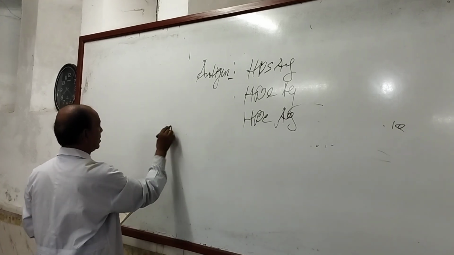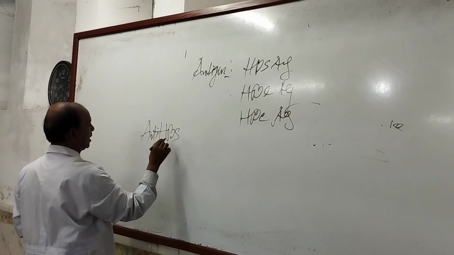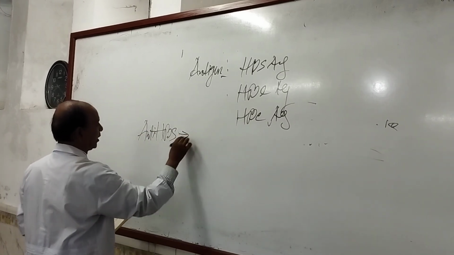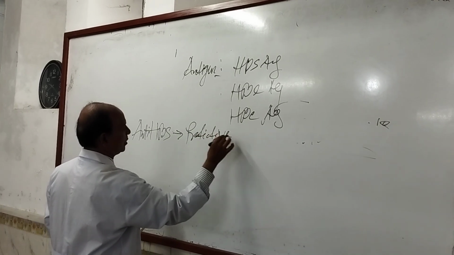Hepatitis B surface antibody, this is called anti-HBs. This is the protective antibody.